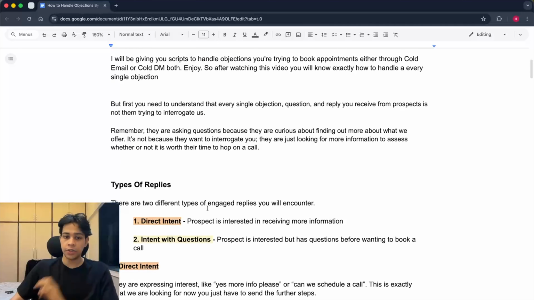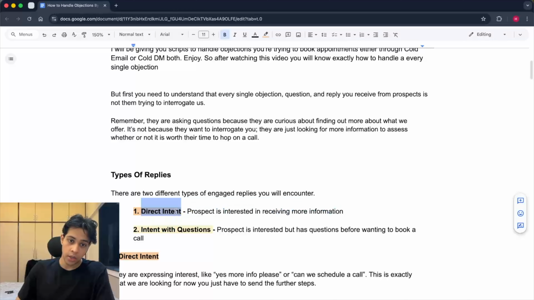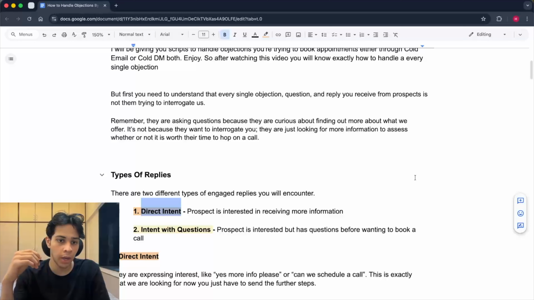Now, let's first discuss the types of objections that you will encounter while doing cold outbound, okay? Direct intent, where the prospect is interested in receiving more information. These look like, yes, please send me more information. We can schedule a call. Why not? Let's do this. I'm interested. These are direct intent. So these are good to go. These are not objections, okay?